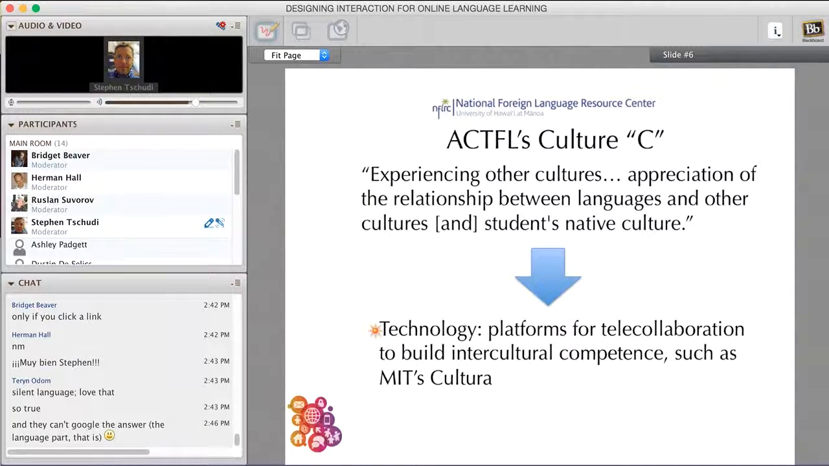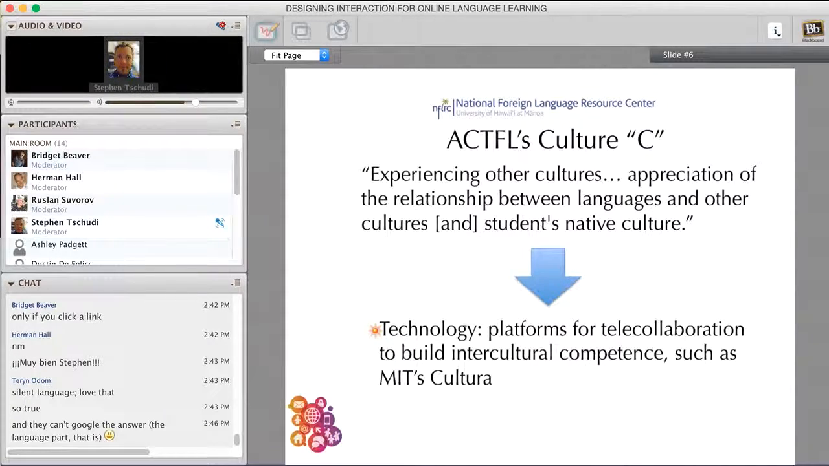And I mentioned Cultura as a technology. There are platforms for telecollaboration to build intercultural competence, such as MIT's Cultura. But I would say that at present, those platforms are not highly developed. I'm going to talk just a little bit about some of the strategies that are used in Cultura, because most of us are teaching beginning or at the highest intermediate language, so our students' communicative capacity is kind of limited. We wouldn't really expect them to engage in a high-level, high cognitive order discussion of politics or something like that with the target community.